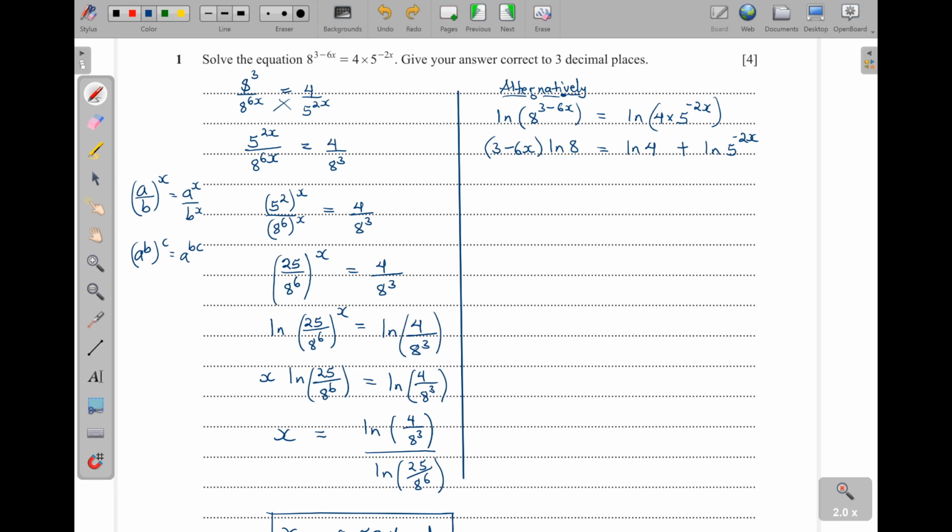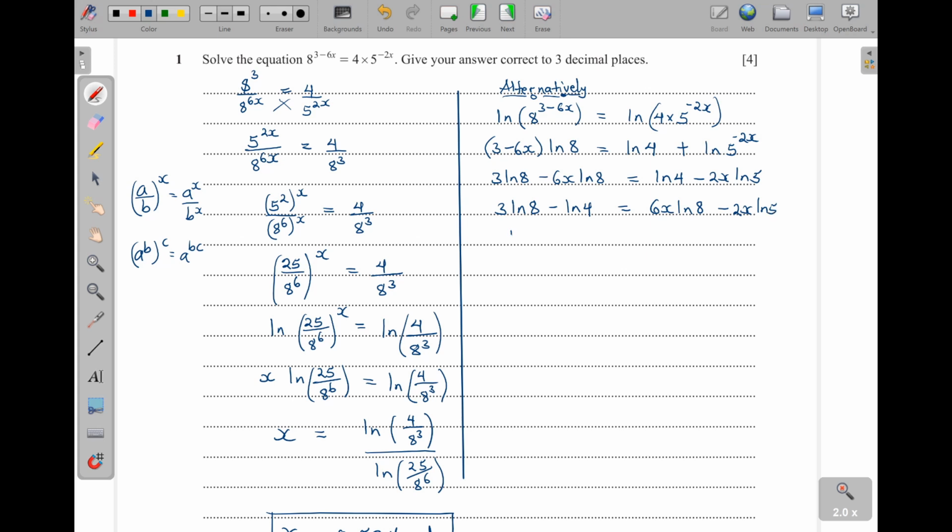So 3 times natural log of 8, and then minus 6x times the natural log of 8. Then this one will be equal to natural log of 4, then minus 2x natural log of 5. Okay, remember this one goes down. All right, then we can put x onto one side. So we shall have 3 natural log of 8 minus natural log of 4. That is when I bring this one this side, and then I can take this one this other side. Okay, so when I take it there, it becomes a positive. So 6x, then natural log of 8, then minus 2x natural log of what? 5.